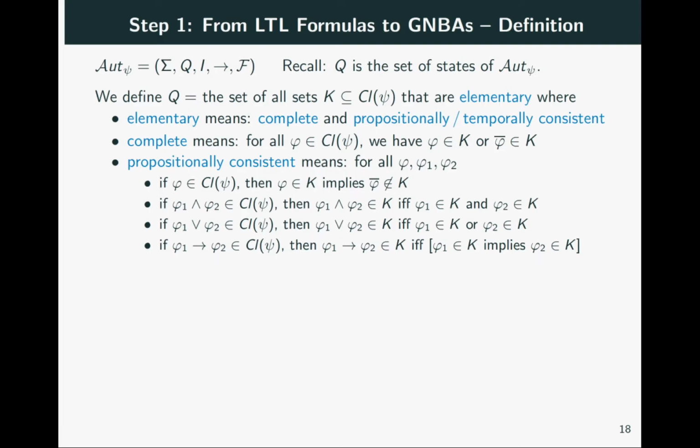Moreover, K being propositionally consistent means consistency with respect to the propositional connectives. If the scenario K contains phi, then it should not contain not phi. It should contain phi 1 and phi 2, just in case it contains both phi 1 and phi 2. It should contain phi 1 or phi 2, just in case it contains either phi 1 or phi 2. And it should contain phi 1 implies phi 2, just in case containing phi 1 implies containing phi 2.